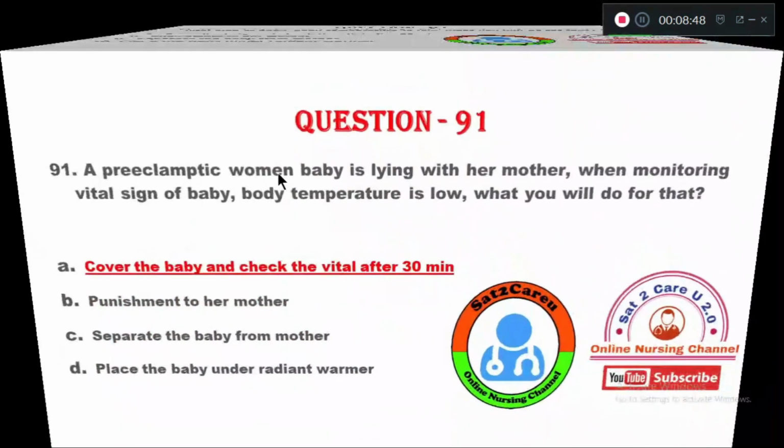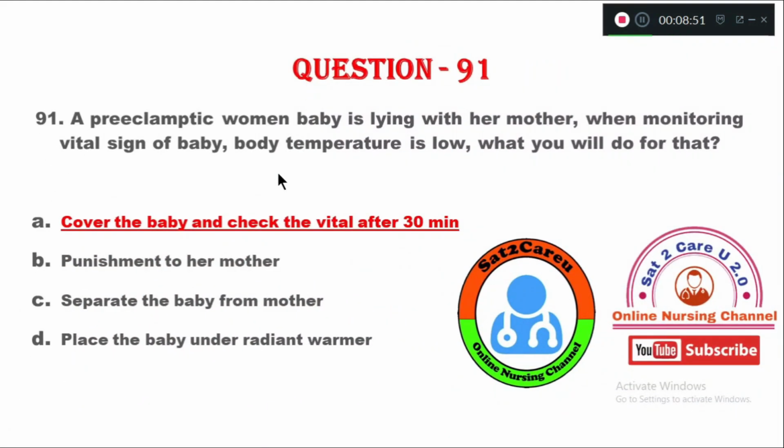We need to cover the baby and check the vitals after 30 minutes.